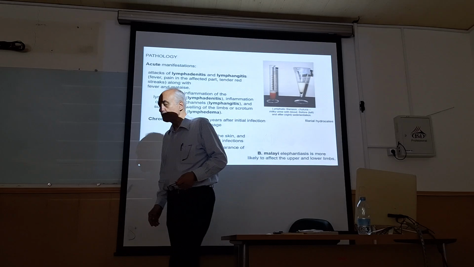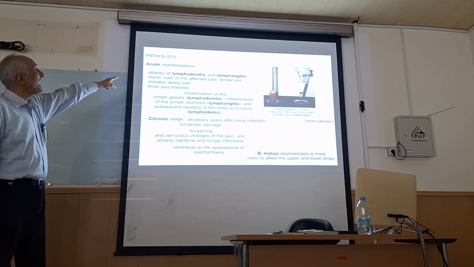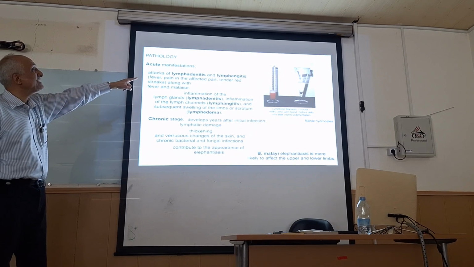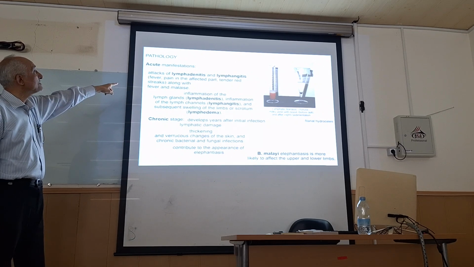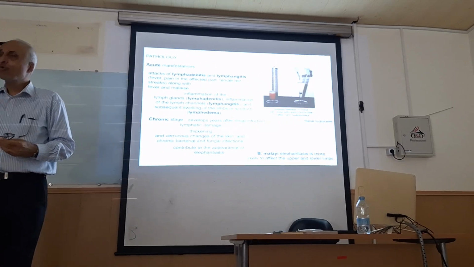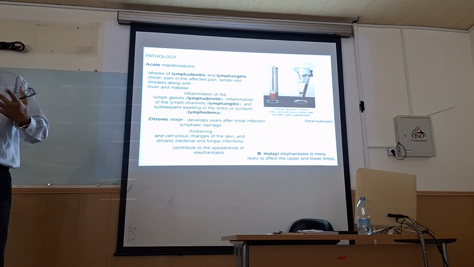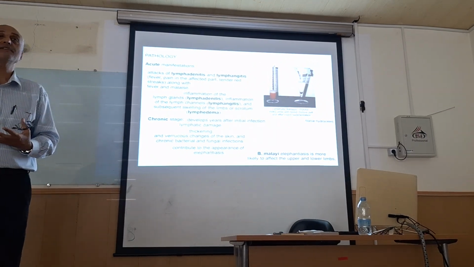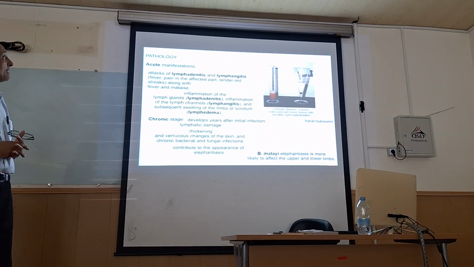Okay, for pathology, manifestations are attacks of lymphadenitis and lymphangitis, fever, pain, and the affected part tender with red streaks, along with fever and malaise. When the mosquito brings the microfilariae into our circulatory system, they go to the lymph nodes, and over there they become adults, and yes, lymphangitis, lymphadenitis, weakness, and then after that fever and malaise.